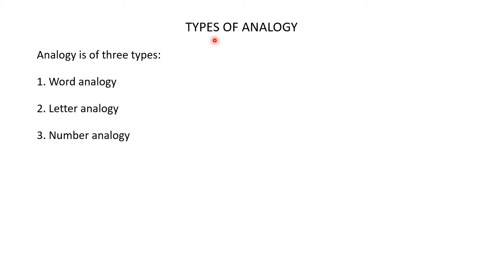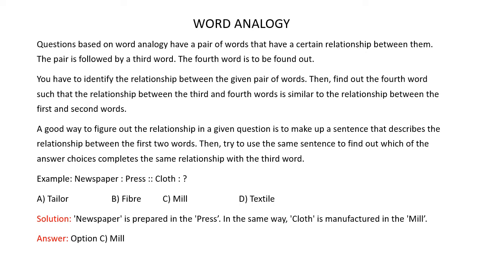Let's now learn about the types of analogy. Analogy is of three types: word analogy, letter analogy, and number analogy. Let's understand what is word analogy. Questions based on word analogy have a pair of words that have a certain relationship between them. The pair is followed by a third word. The fourth word is to be found out.